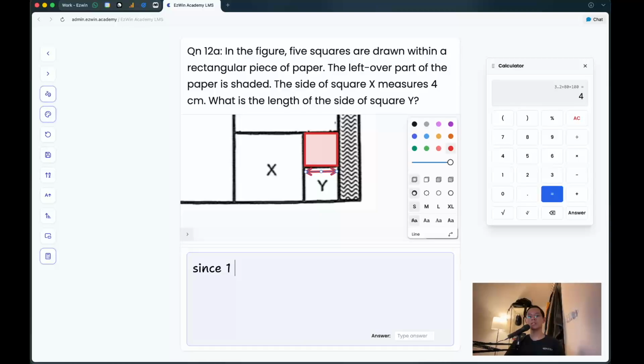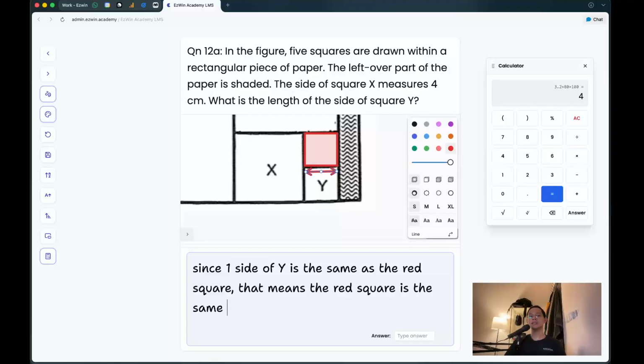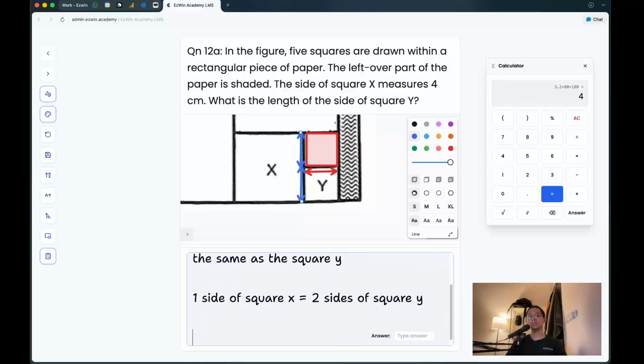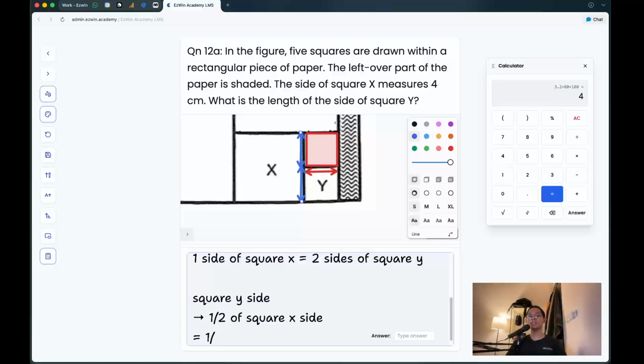So since one side of Y is the same as the red square, that means the red square is the same as square Y, which also means that one side of square X is equal to 2 sides of square Y, which means square Y side is equal to half of square X side, which is basically half times 4, or 4 divided by 2.